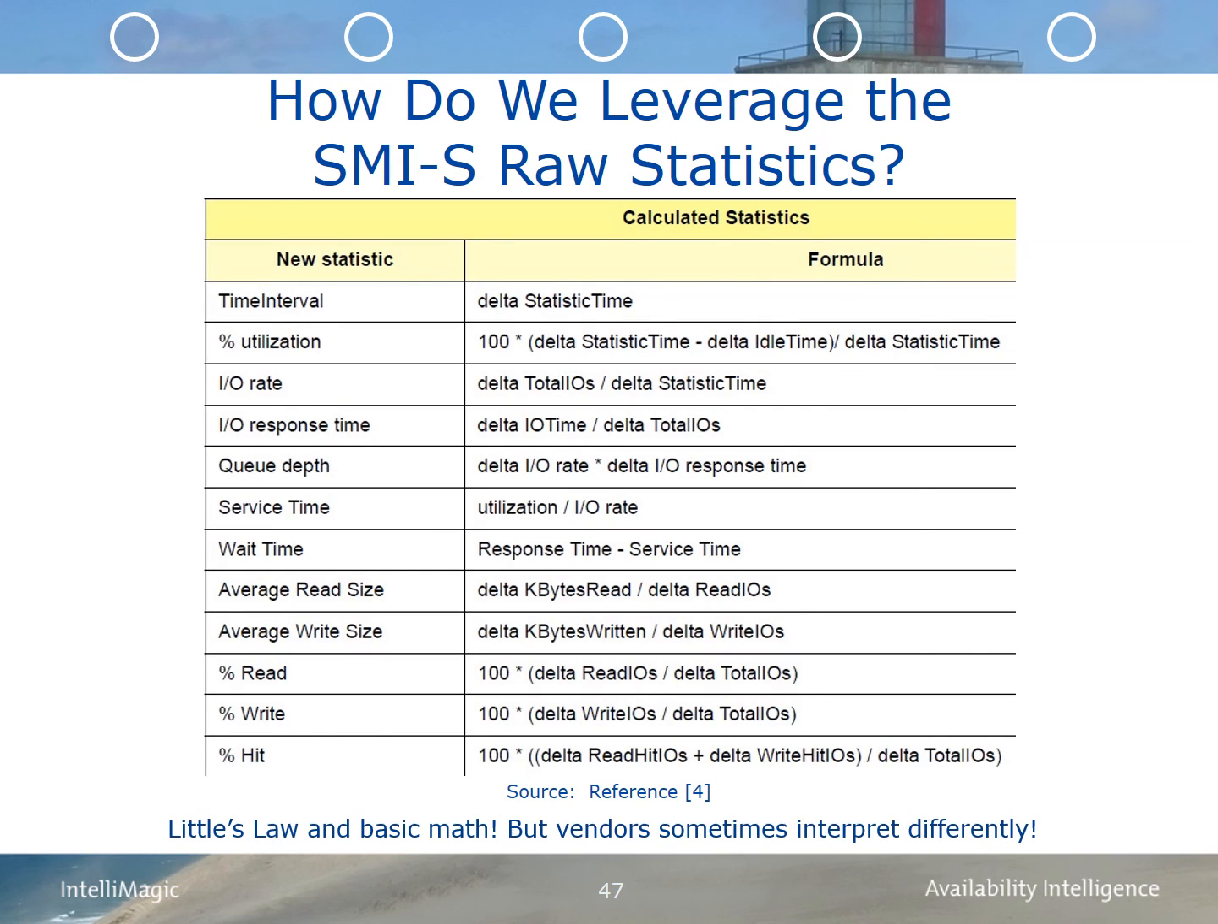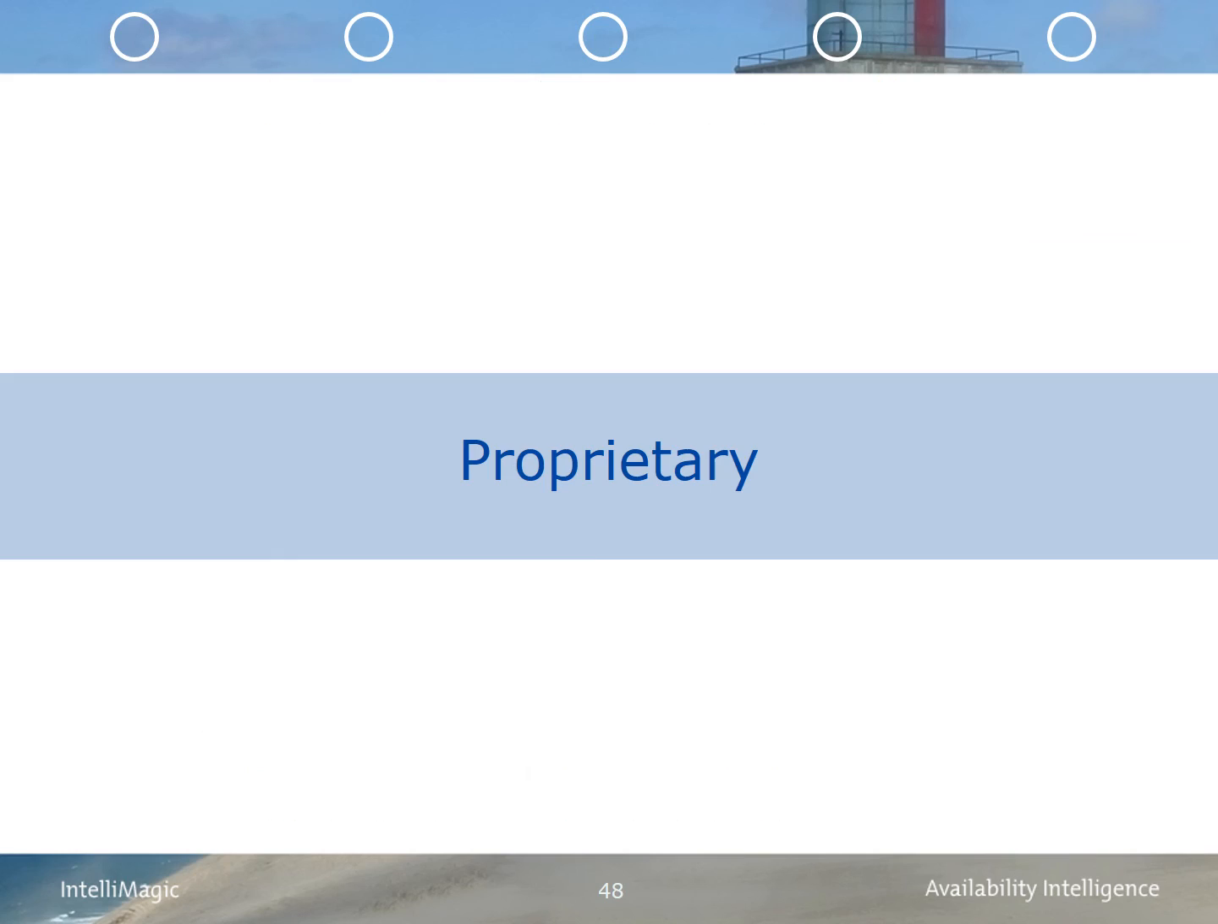The following table describes how Little's Law and basic math are used to calculate different types of rates and metrics, such as utilization, response times, and queue depths. It's important to understand that different vendors have different interpretations of the measurements, so it's important to know what those mean before you do your calculations.